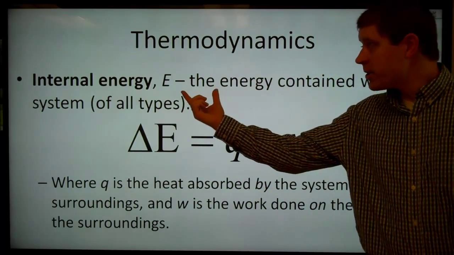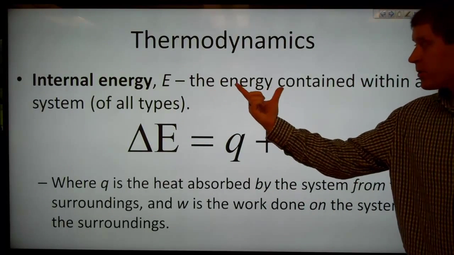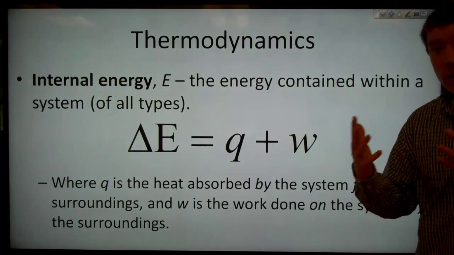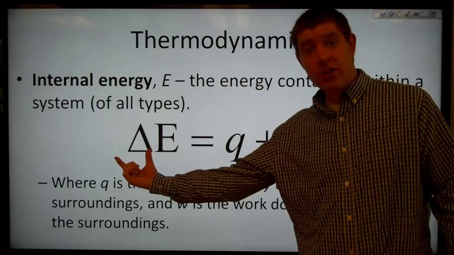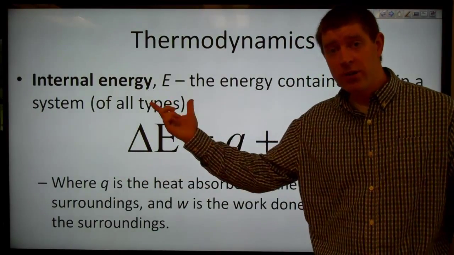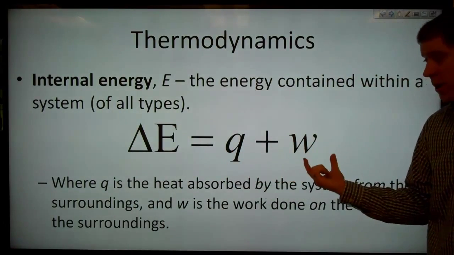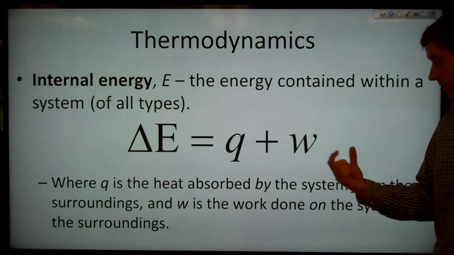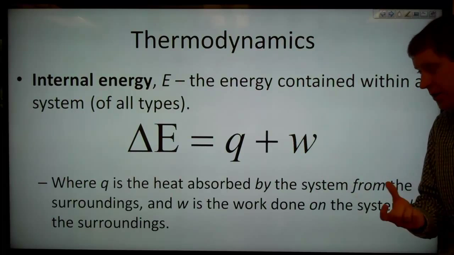So internal energy, symbolized with an E, sometimes with a U, capitals in both cases. Internal energy is the energy contained within a system of all types, so potential and kinetic energy. So if we say delta E, delta means a change in, so delta E is the change in the internal energy, the change in the total amount of energy contained within our system, is equal to Q plus W, where Q is the heat absorbed by the system, and W is the work done on the system by the surroundings.